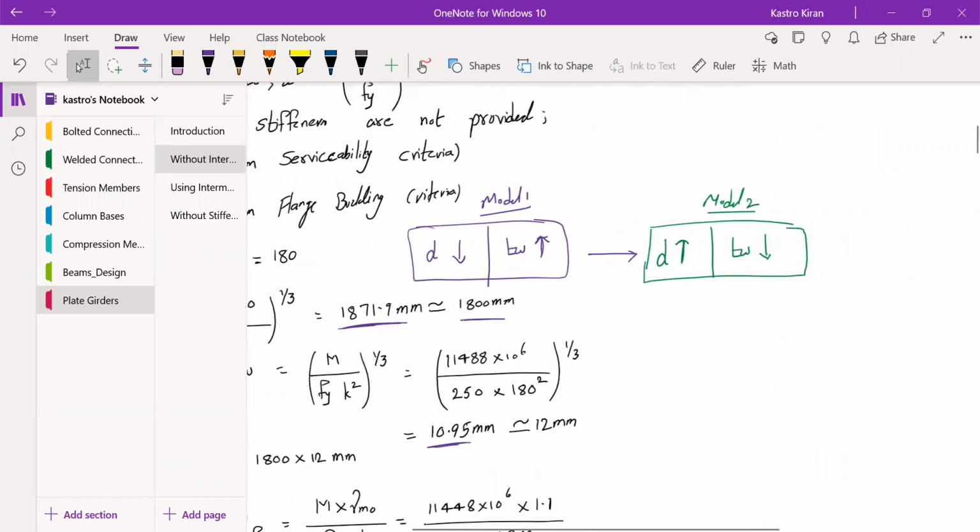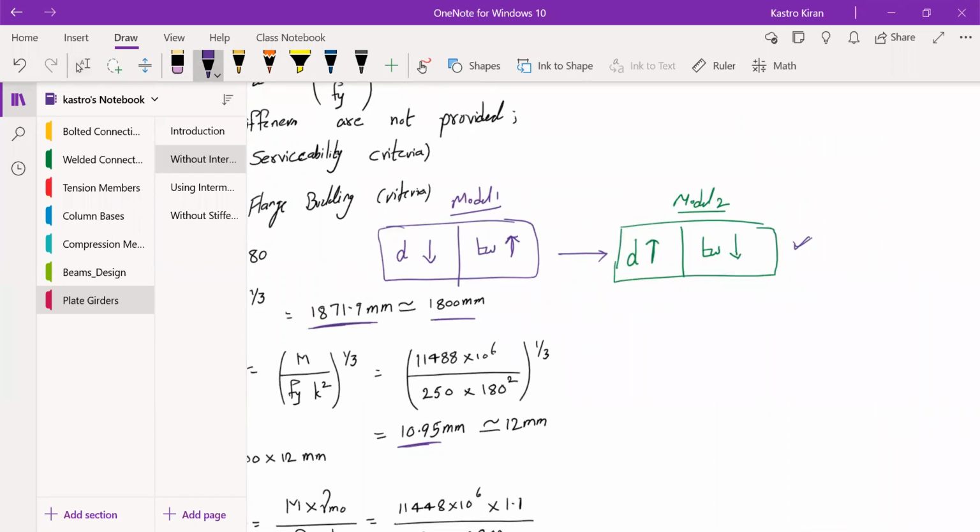But in the model 2 problem, if you check this statement, we are increasing the depth of the web and we are decreasing the thickness of the web. Please have a very careful look here. The reason for this is that in model 2 problems, we are going to provide intermediate transverse stiffeners. That's what the problem says.